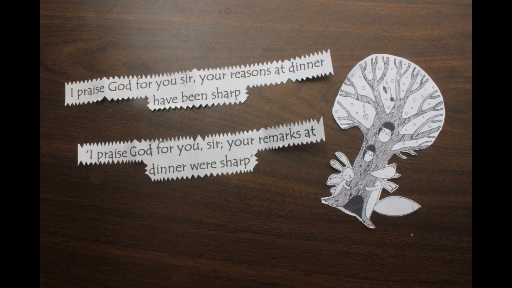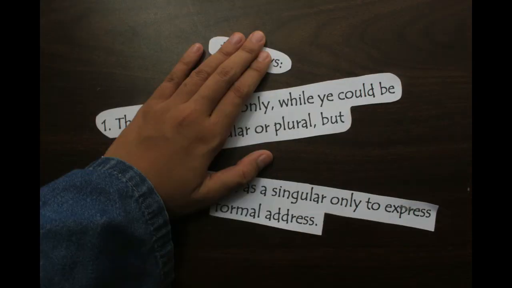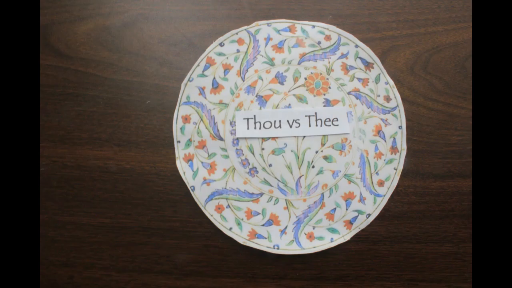"I praise God for you, sir. Your reasons at dinner have been sharp." That means, I praise God for you, sir. Your remarks at dinner were sharp. Ye and its various forms were opposite to thou and its forms in two ways. First, thou was singular only, while ye could be either singular or plural, but you is used as a singular only to express formal address.